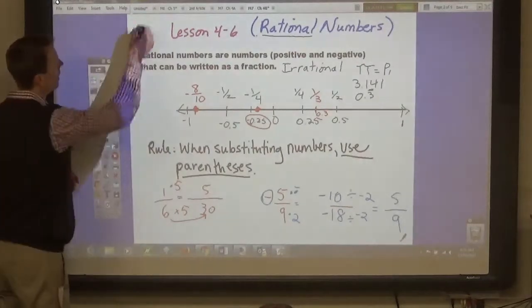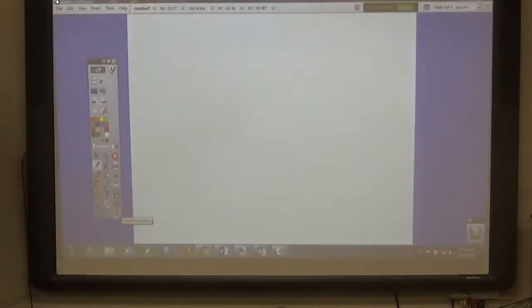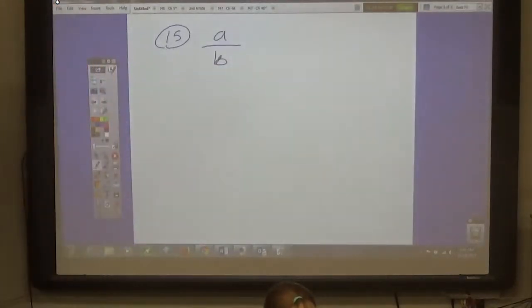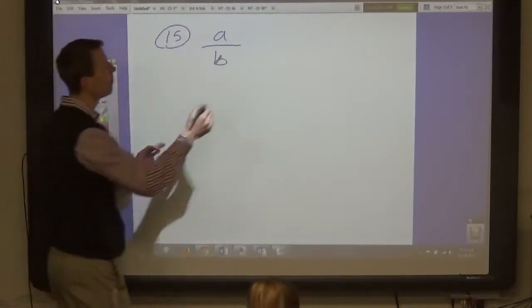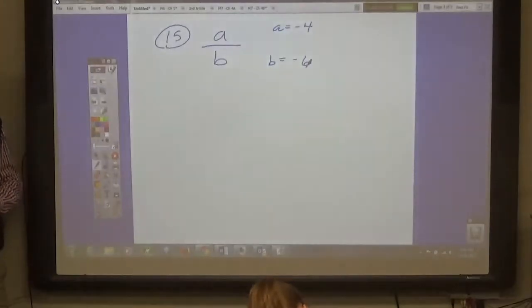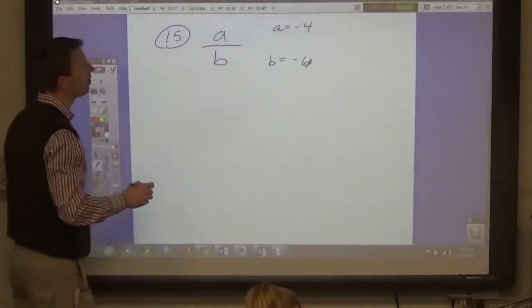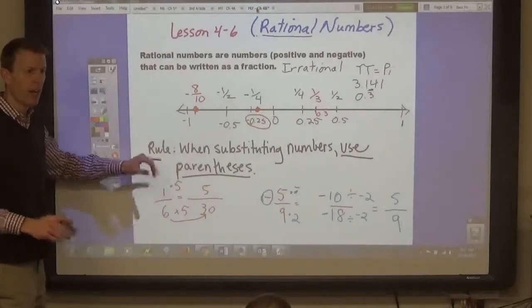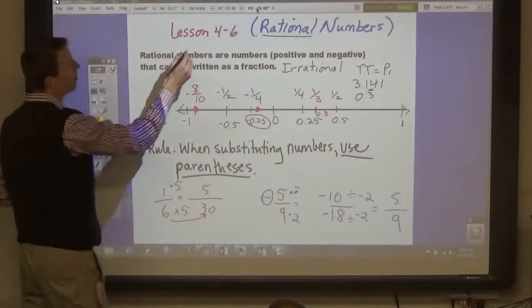Now, one of the things you'll have to do is substitute numbers with rational numbers. So, for example, number 15 in your book, page 207, number 15, part of your assignment. They list a fraction in variables, a over b, and you have to substitute the numbers in, where a is negative 4, and b equals negative 6. Now, whenever you substitute numbers, like it said in your notes, what should you use around those numbers? Parentheses. It helps you to keep the negative sign in the right place and to use it correctly.